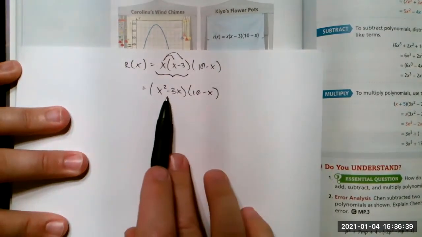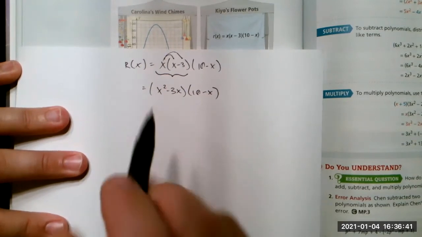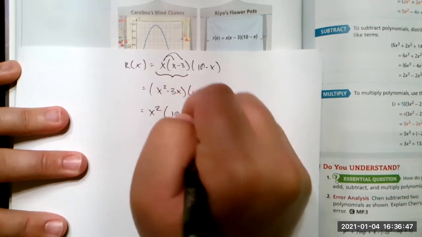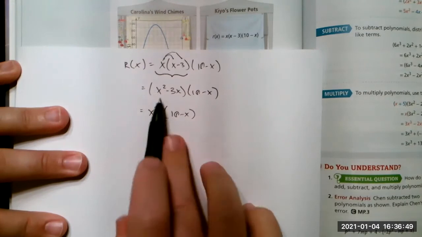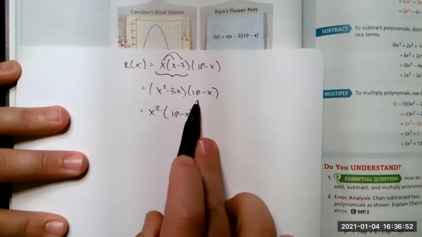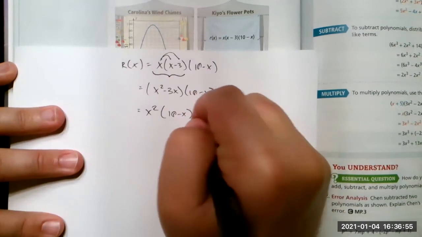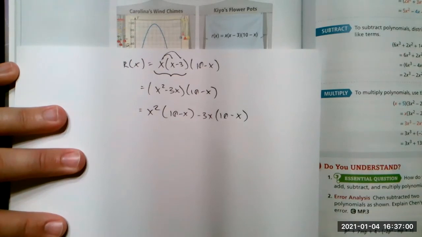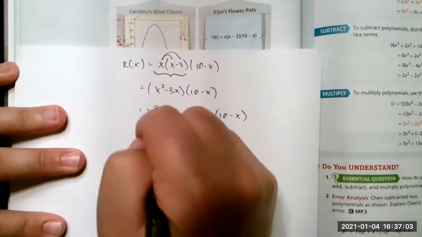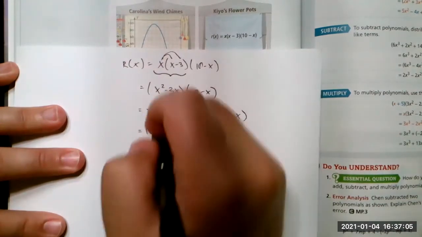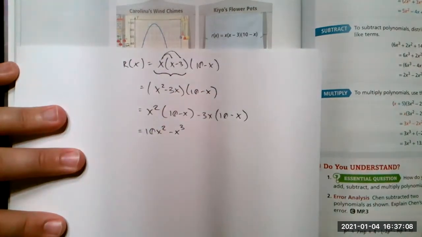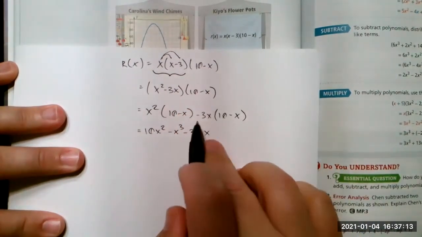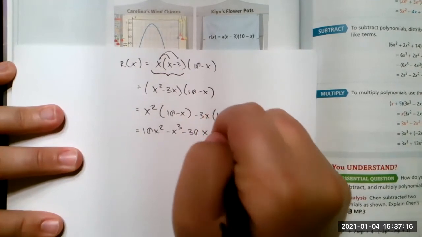Now I'm going to go ahead and multiply this binomial times this binomial. So I'm going to take x squared and multiply it by that second set of parentheses, and then I'll take that second term, negative 3x, and multiply it by that second set of parentheses. Let's see what we get. x squared times 10 is 10x squared. x squared times negative x is negative x cubed. Negative 3x times 10 is negative 30x. Negative 3x times negative x is positive 3x squared.